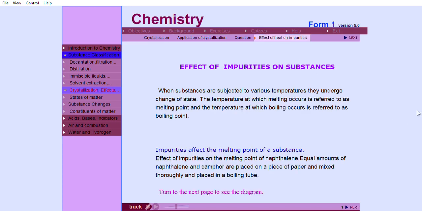One method used to determine if a substance is pure is by measuring its melting and boiling point. When pure naphthalene is heated, it melts at about 80 degrees Celsius. When camphor, which is an impurity, is added, it melts at a lower temperature. Impurities therefore lower the melting point of a substance.